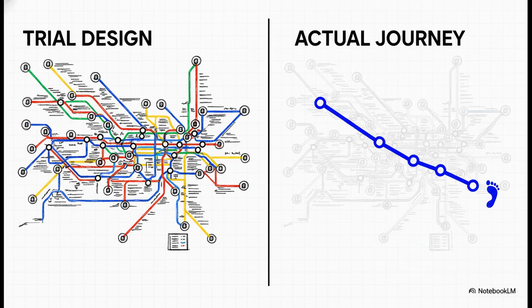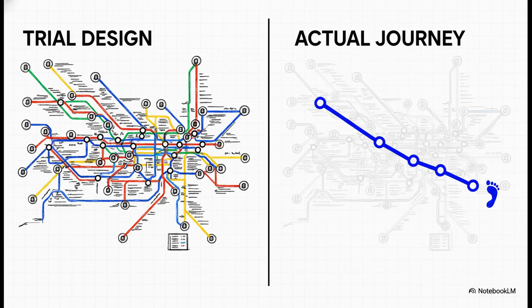I find this analogy super helpful. Imagine the entire planned trial design, with all its different arms and possibilities, is a big subway map. Now, the SE domain, that's the specific travel log of one single passenger. It tells you exactly which stations they visited, what time they got there, what time they left. It details their unique and actual journey through the system.